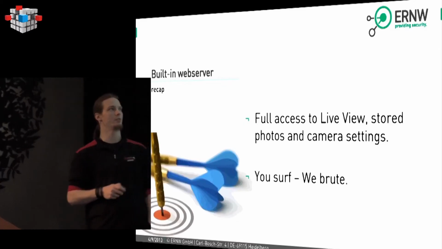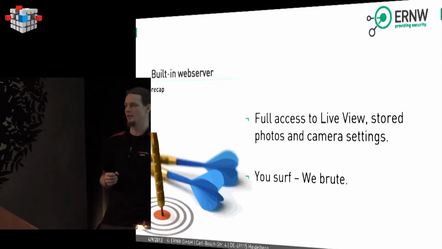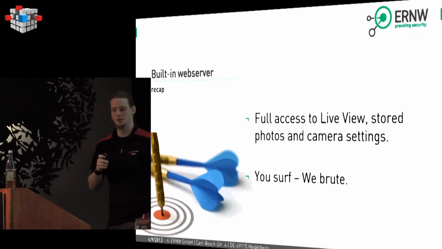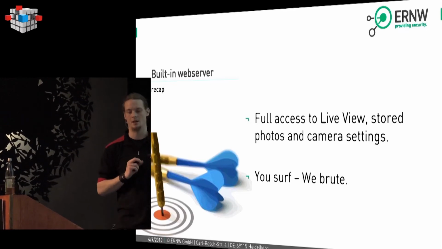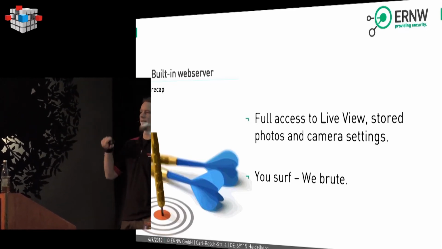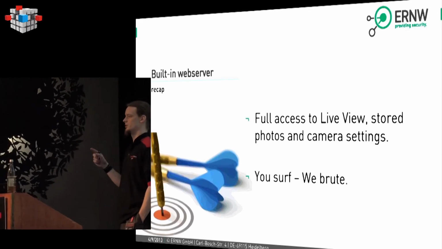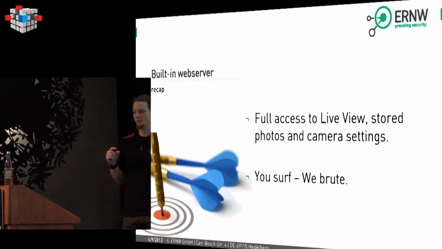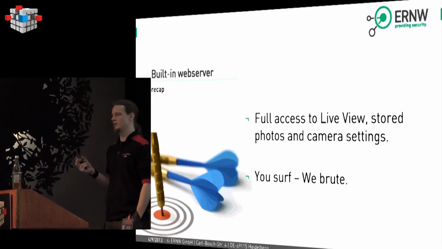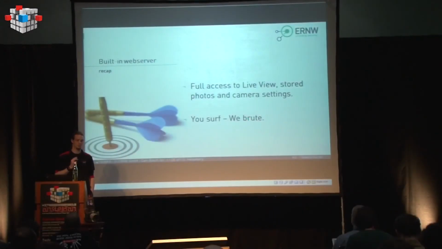OK, so what's possible once you figure out the right ID? Yeah, you get full access to, as you saw in the video mode, the live view. You can also download all stored images, or you can set some settings on the camera. Like you can put your name inside the field which is stored in every picture, making you the author or the owner of the picture. So that could come in handy if you want to get some money for pictures which aren't yours. But it says so in the EXIF.